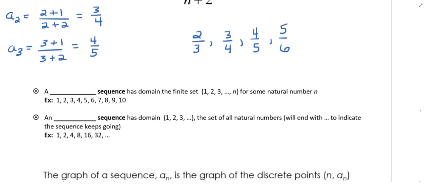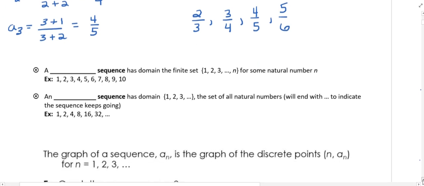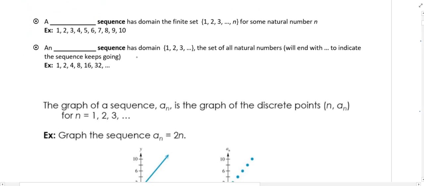Next, we have two different types of sequences: a finite and an infinite sequence. A finite sequence has a domain in a finite sense, which means it has a definite ending. Okay, 1, 2, 3, 4, 5, 6, 7, 8, 9, 10. It has a definite ending here of 10. Whereas an infinite sequence does not have an ending. The domain would be all the natural numbers, so it would have an ending of infinity here. So this is dot, dot, dot, your little ellipsis telling you that this has no ending.